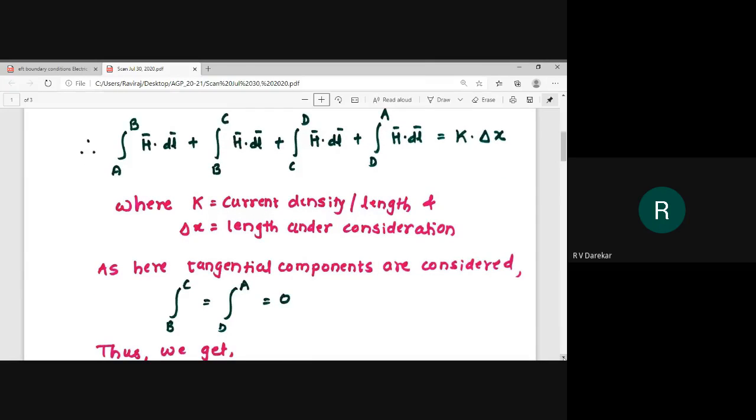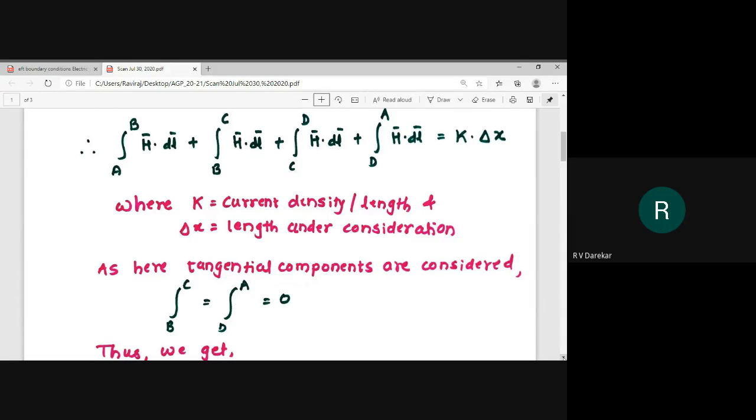As tangential components are considered, as per the last case, the integration from B to C, which is the vertical side, as well as the integration from D to A, will contribute zero. As all of you know now, in the case of the tangential component, we keep the normal component aside, and at the time of understanding the normal component, we keep the tangential component aside.